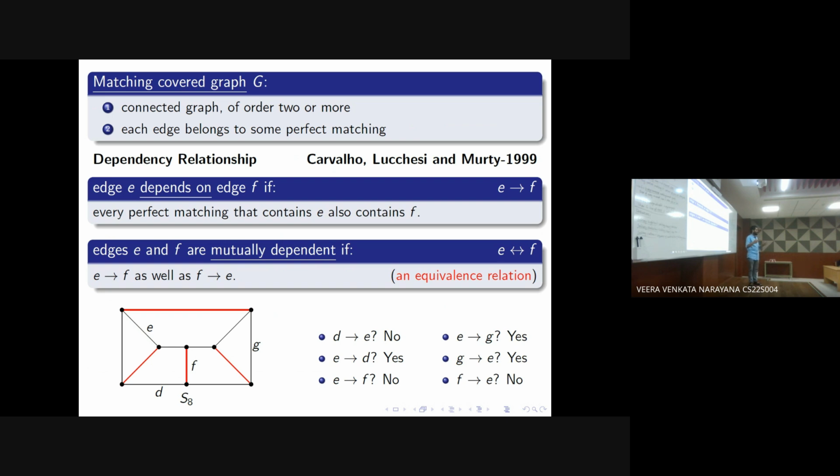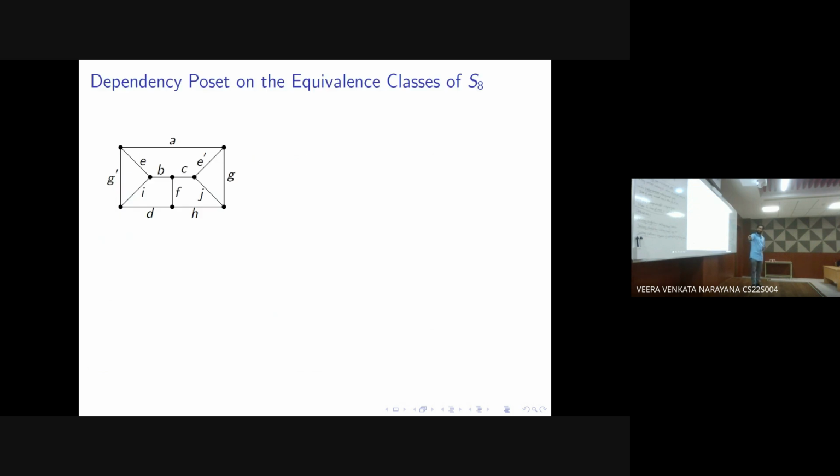Therefore, it partitions the edge set into some equivalence classes. In the whole talk, with respect to this relation, we are calling these equivalence classes simply classes. Now, if you take these equivalence classes along with the depends on relationship, it will form a poset. Let's see the poset corresponding to this graph. For this graph, we have 10 equivalence classes. 2 of them are of size 2, and the remaining all are of size 1. In this poset, if it is a minimal element, then we call that equivalence class a minimal class, the usual way.